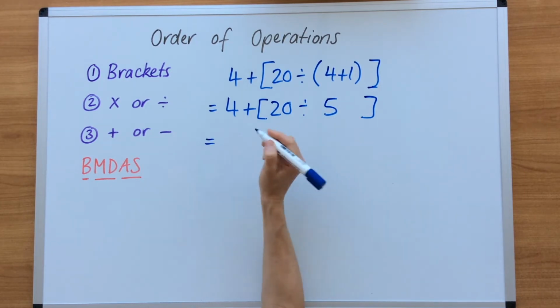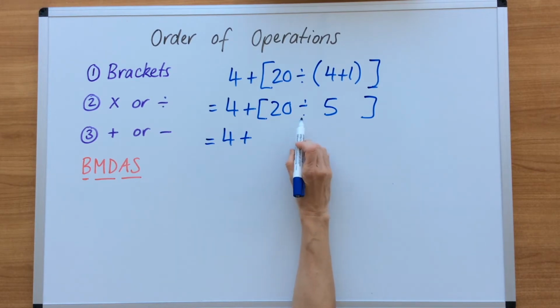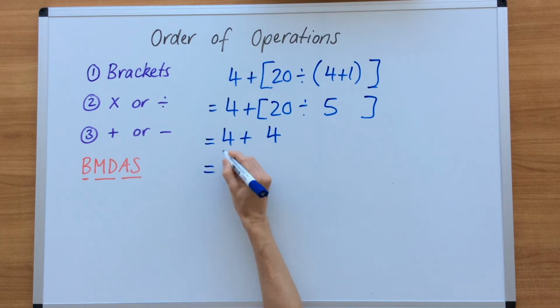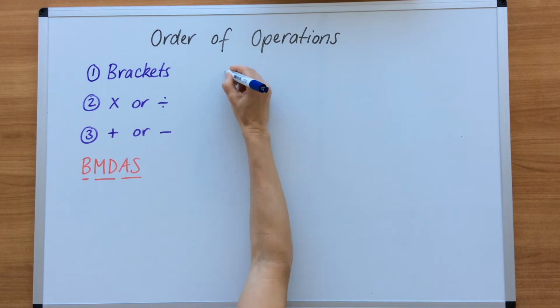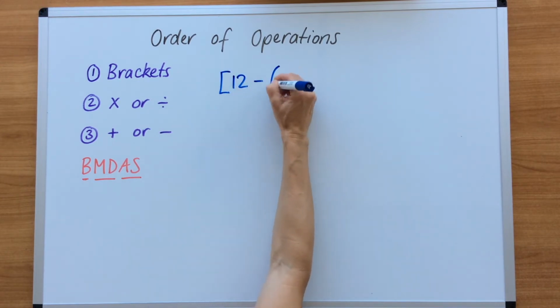Drop the equal sign, drop the 4 plus, and work my brackets. 20 divided by 5 is 4. Drop the equal sign, 4 plus 4 is 8. This one here is starting with brackets, and that's okay.